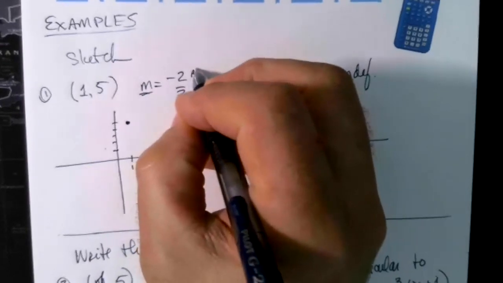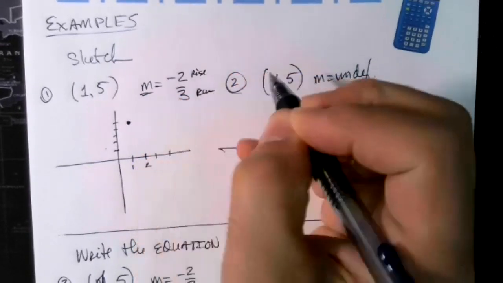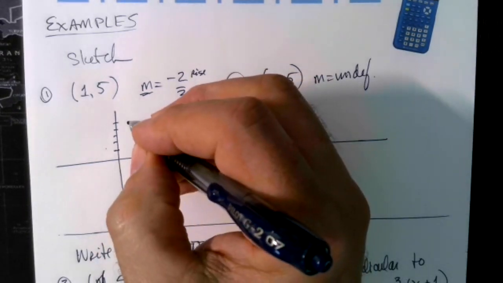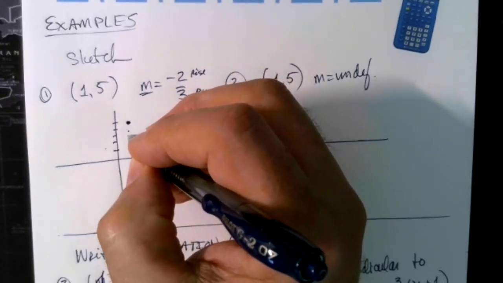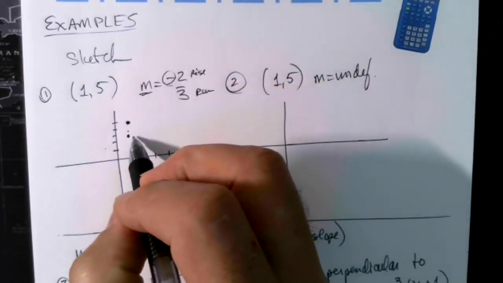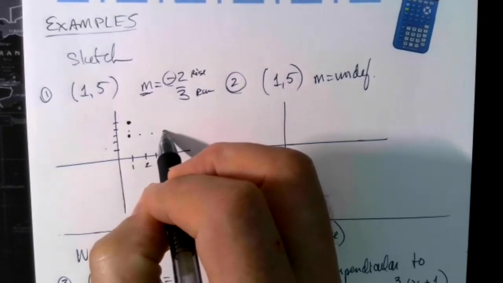So this is rise, this is run. So rise is up and down. So I'm going to rise from this point. You've got to be working from a point on the graph. I'm going to rise 1, 2, but I'm going down because it was negative. And I'm going to run 1, 2, 3.